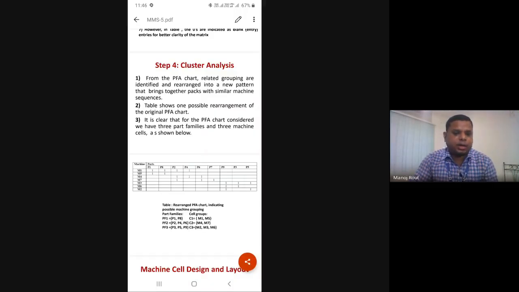So these are the part families which contain the different cells as far as this particular table is concerned. If you go to the part families, M3 is there, sorry, M1 is there, then M5 is there, and in the cell R, that is M1 and M5 is there. Similarly, if you go to the next part family, that is P2, the next cell is M4 and M7. The next part family contains M4, M5, and M6. Similarly, M2, M7, and M6 are included.